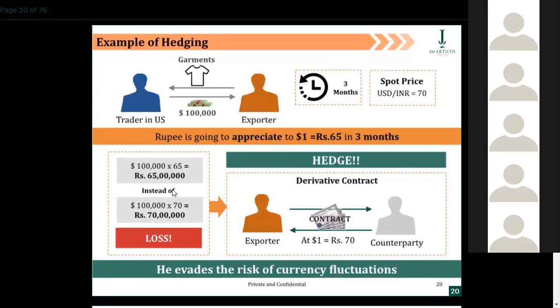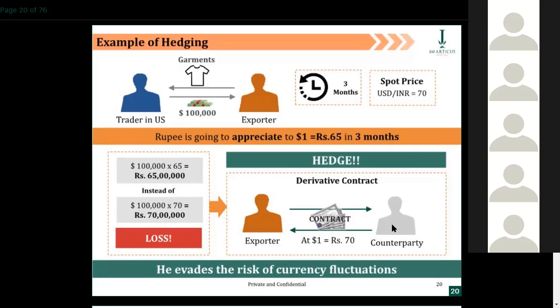So maybe the exporter is not ready to bear a loss of this kind. So what an exporter can do here is reach out to his bank, investment bank or swap dealers who are available in the derivative market. An exporter can say, I need a contract which can give me $1 equal to 70 rupees. So you can see this portion of the slide. Here you see the exporter negotiating with a counterparty. The counterparty you can take as a bank or a dealer available in the derivative market. So he is saying, I need a contract which can give me $1 at 70 rupees.